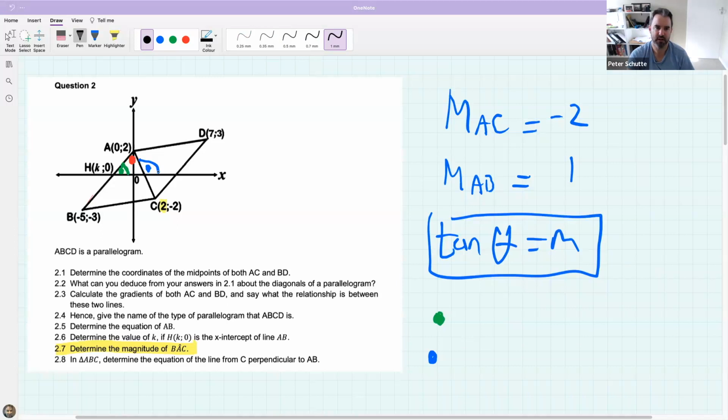So I think the green one is probably the easier one because it's a positive number. So we get tan of theta is 1. And what's my theta going to be for the green one?